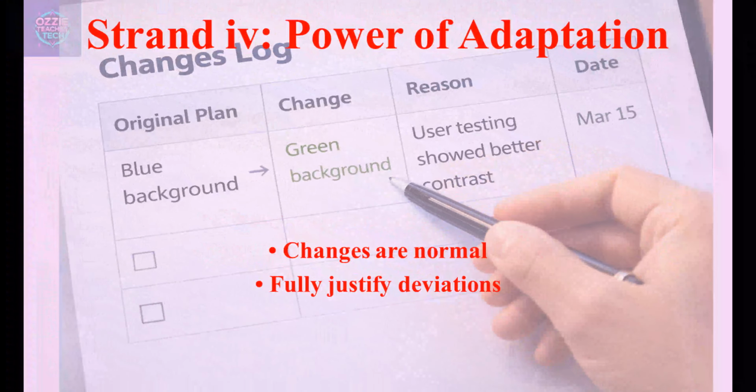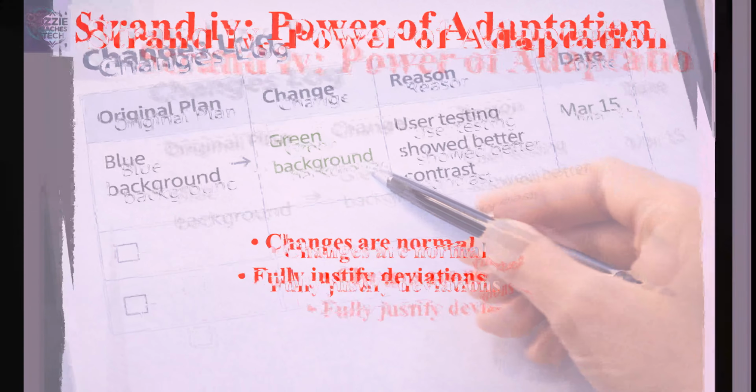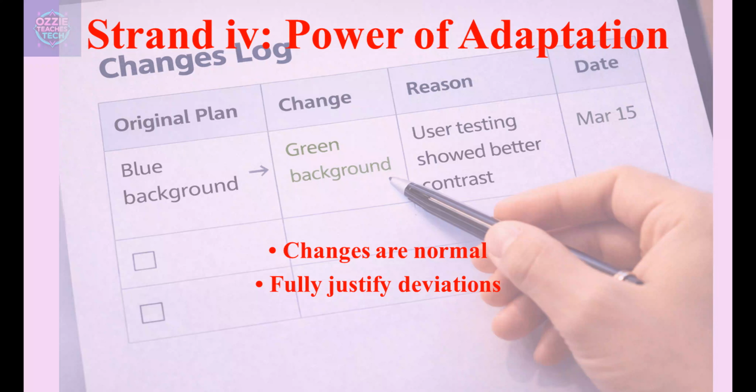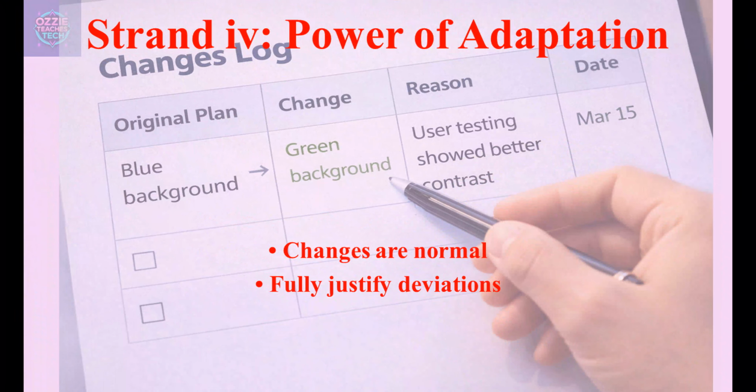The IB wants to see that you can recognize when changes are needed, make informed decisions about those changes, and explain your reasoning clearly. What counts as a change? Modifying your timeline because something took longer than expected, substituting materials because your first choice wasn't available, changing a design feature because it didn't work in practice, adding or removing a step in your process.